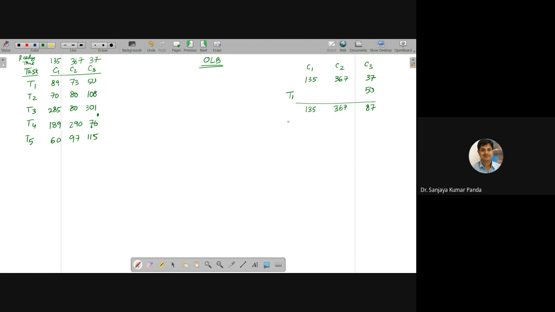Now, similarly, when T2 comes into the picture, I'm looking at the ready times of the clouds. And here you can see 135, 367, and 87 are the ready times.